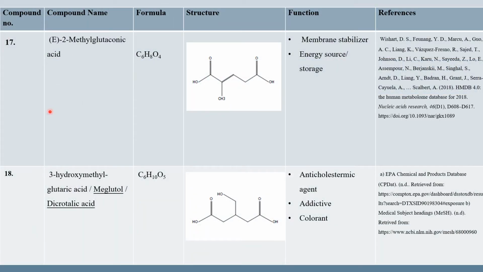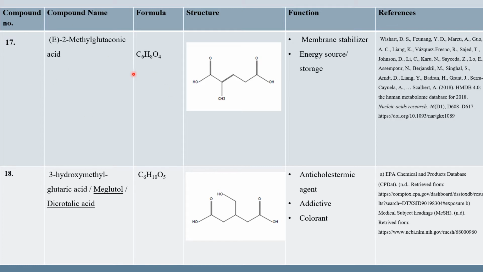Alright, thank you, Fahima. So we now move on to compound 17 and compound 18. So compound 17 is known as E2-methyl-glutaconic acid, and compound 18 is known as 3-hydroxyl-methyl-glutaric acid, or MEGGLUTAR, or you can also call them dichlorothallic acid. So both of these compounds actually are fatty acids, as you can see with their chemical formula and chemical structures. However, the function is slightly different.